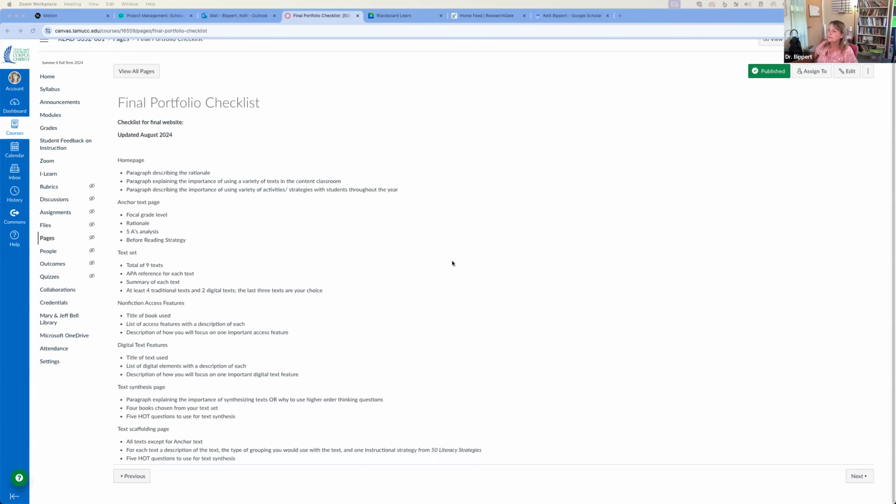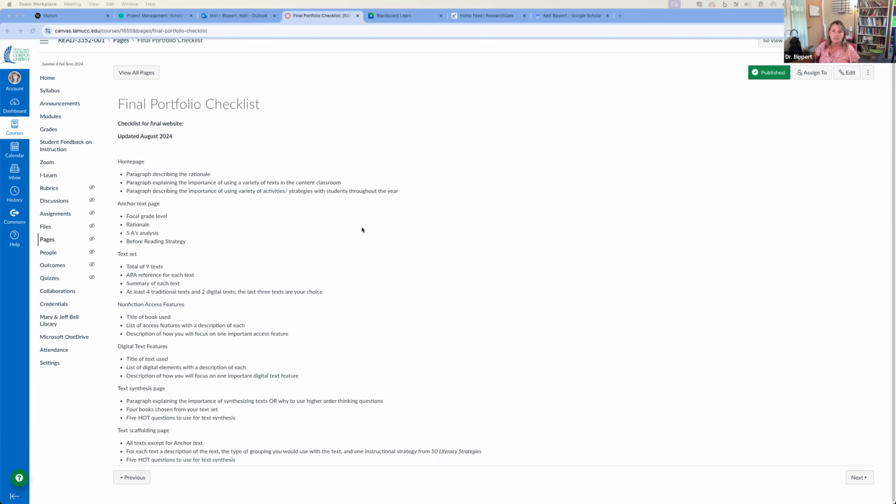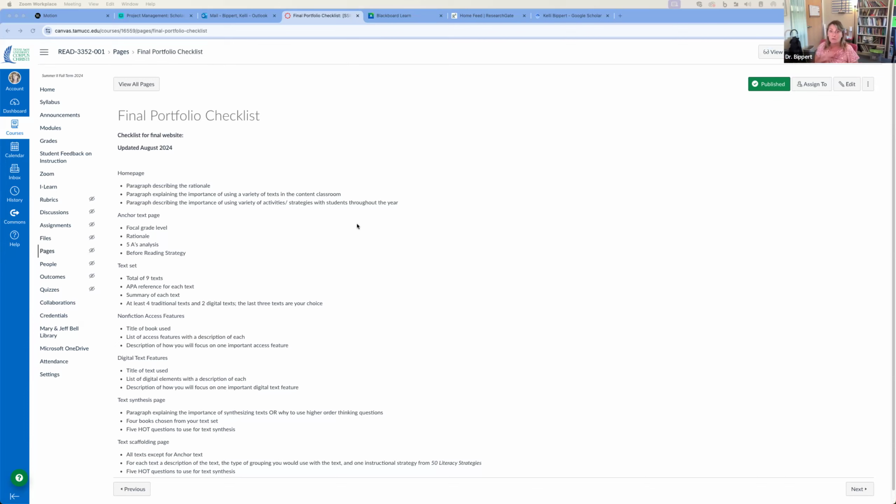Excellent. Okay, so hopefully what you see here is a final portfolio checklist, and this is available for you now on Module 5. So go into Module 5, you'll see the checklist, and this is what I expect to see on your page. Remember I said to be creative, you can structure it how you want, so long as these elements are shown.